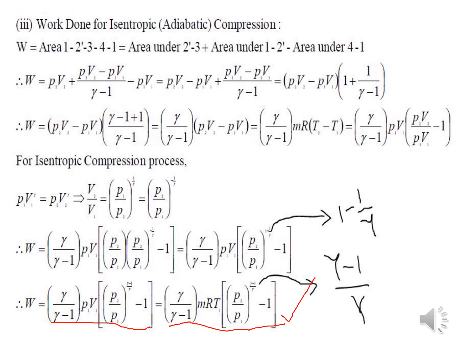So this is the end of the video. In the next video, now that we have solved work done for isentropic, polytropic or isothermal compression with compression ratio, I will go for without compression ratio.